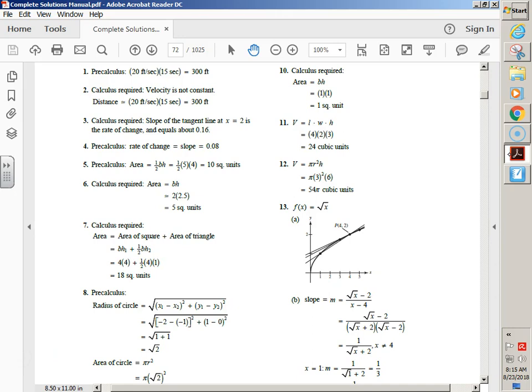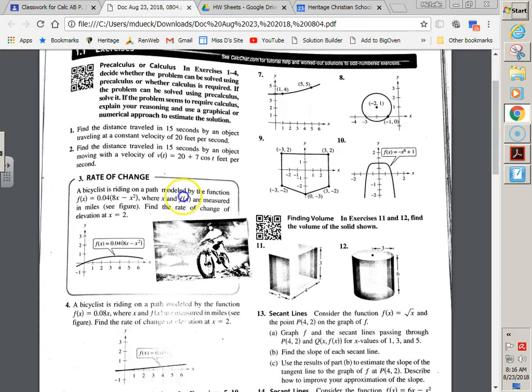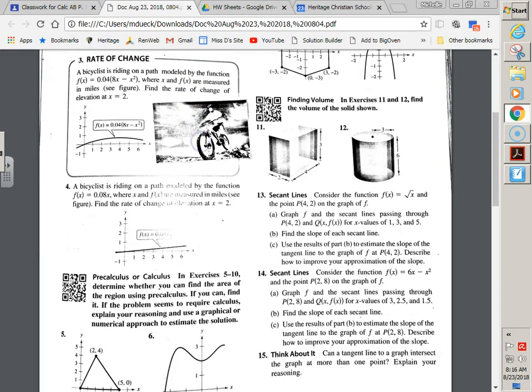On numbers 3 and 4, did you guys see why I gave you the clue that I gave you? What were they asking about on both 3 and 4? Rate of change. And what did I say yesterday? Rate of change, think slope. So why does this one need calculus to find the rate of change at 2, and this one doesn't need calculus to find the rate of change at 2? Top one is changing, or bottom one is constant.